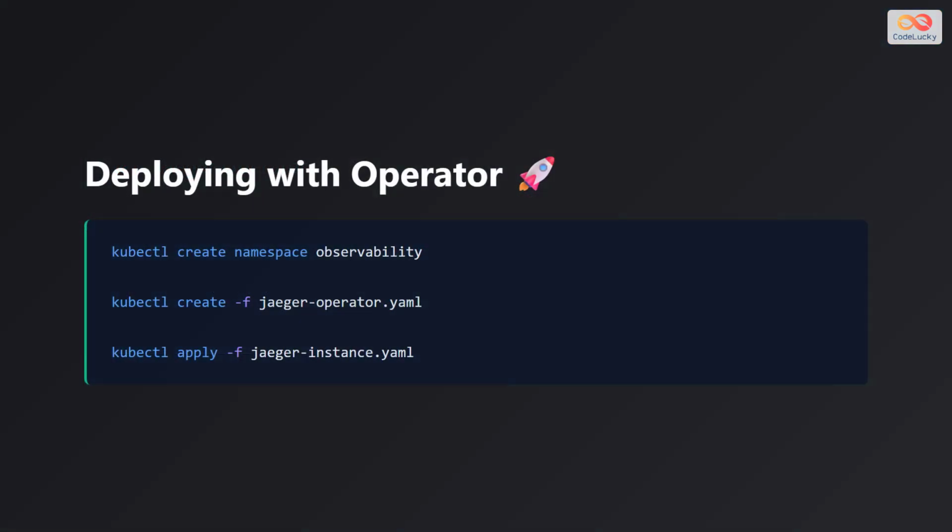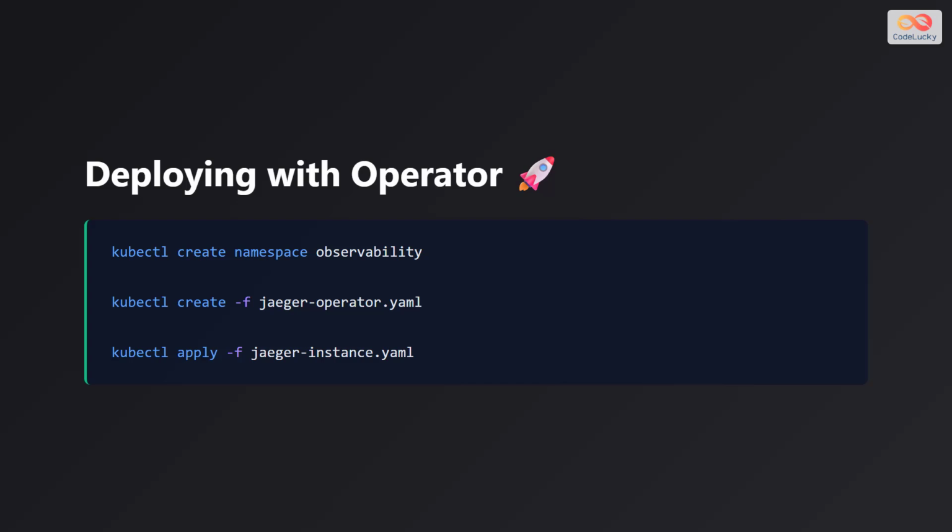Let's walk through deploying Jaeger using the operator approach. The process is quite simple. First, you create a namespace called Observability, where your Jaeger resources will live. This helps keep your monitoring infrastructure organized and separate from your application workloads.